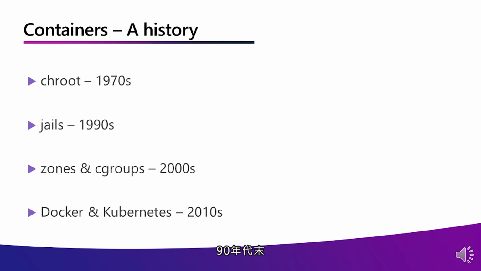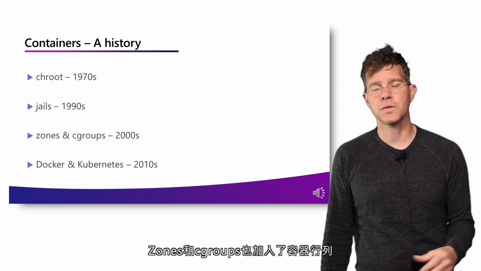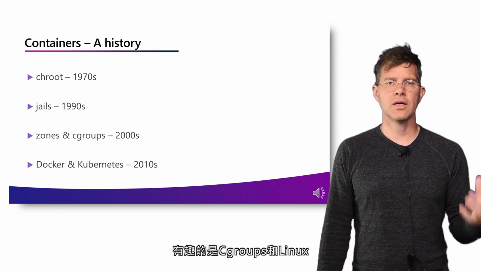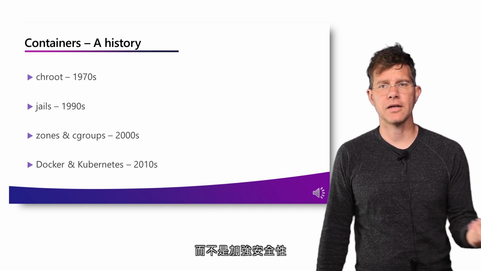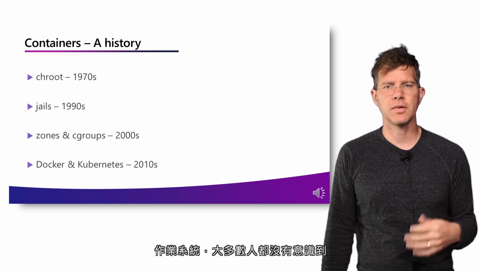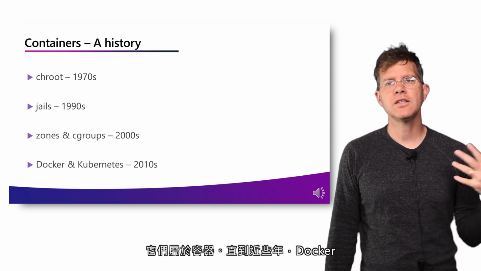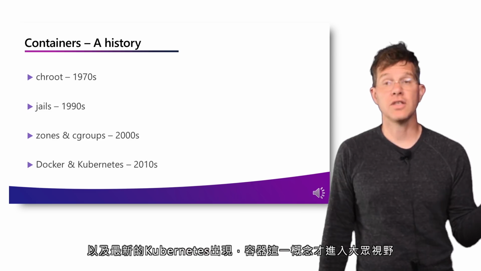More recently, in the late 1990s, people introduced things like jails, which were oriented around securing processes in the early days of the internet, securing different web servers running on the same machine. Then in Solaris and Linux in the 2000s, zones and cgroups were added. Cgroups in Linux are interesting because they were all about adding resource isolation, not necessarily adding security. But these concepts were all sort of deeply baked into the operating system and not something that most people were thinking about until the introduction of Docker and eventually Kubernetes in recent years.